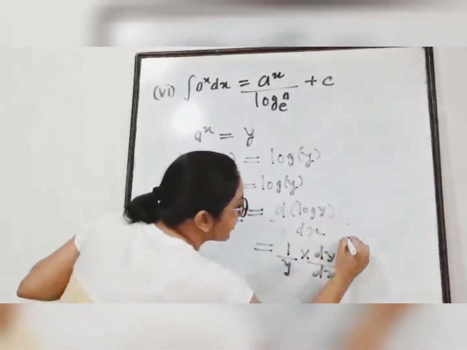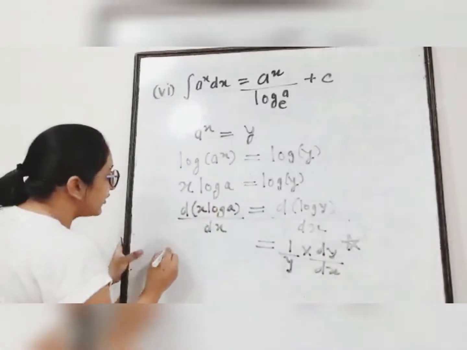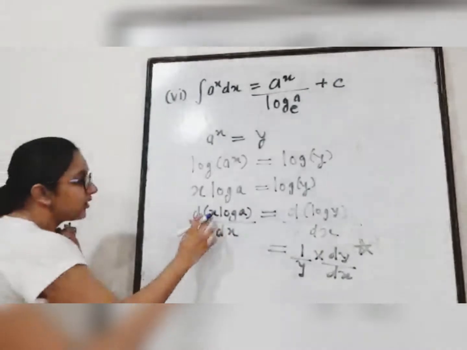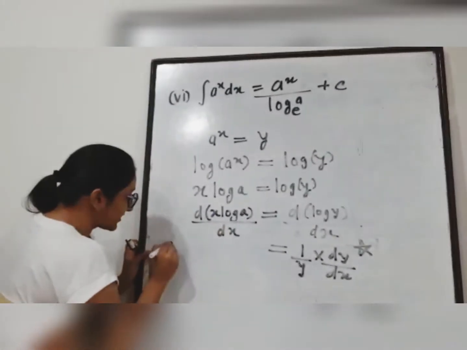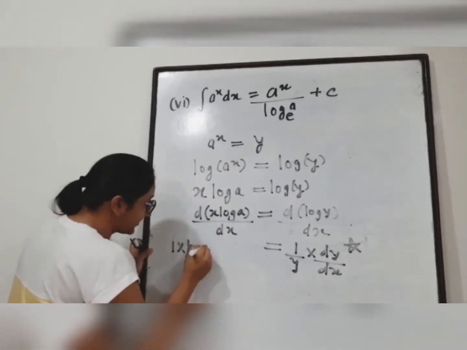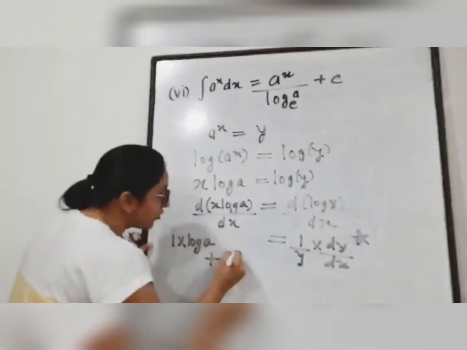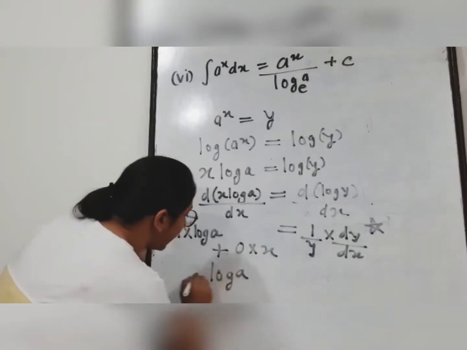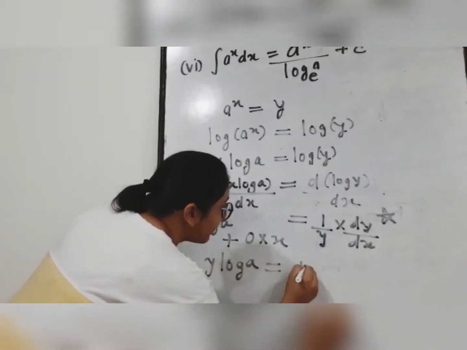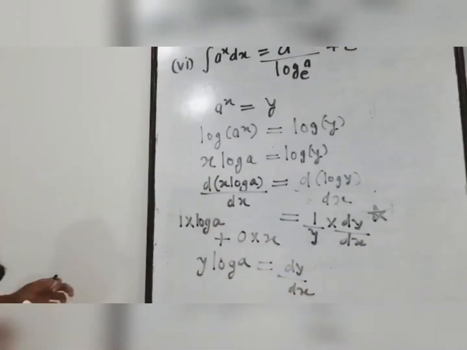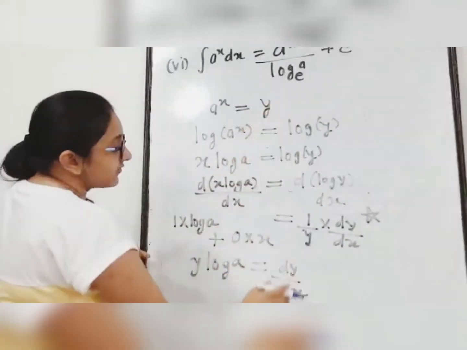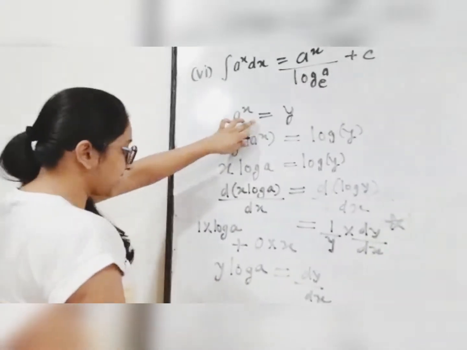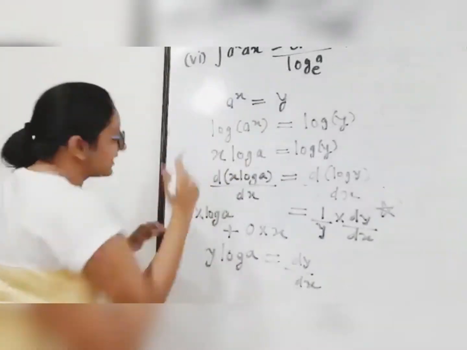This is the trick. And now on the left, we apply the product rule. Let's take x. Differentiation of x is 1, multiplied by log a as it is, plus differentiation of log a is 0, multiplied by x as it is, which will give me log a equals 1 by y into dy by dx. And we can say dy with respect to dx is y log a. Basically, differentiation of a to the power x is y log a, and we know y is a to the power x.